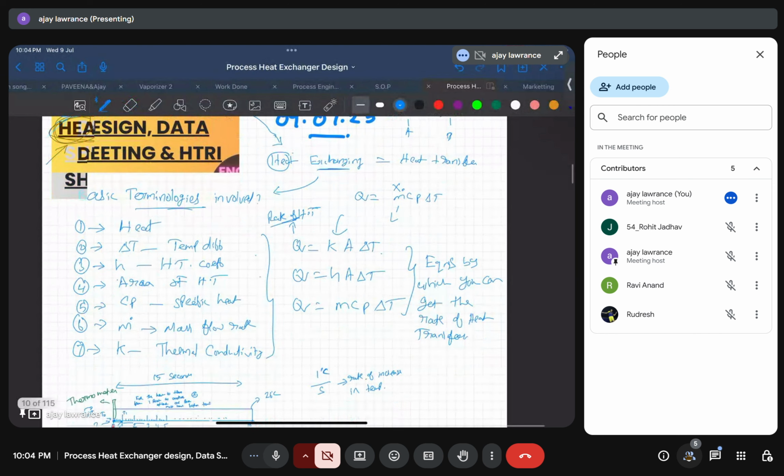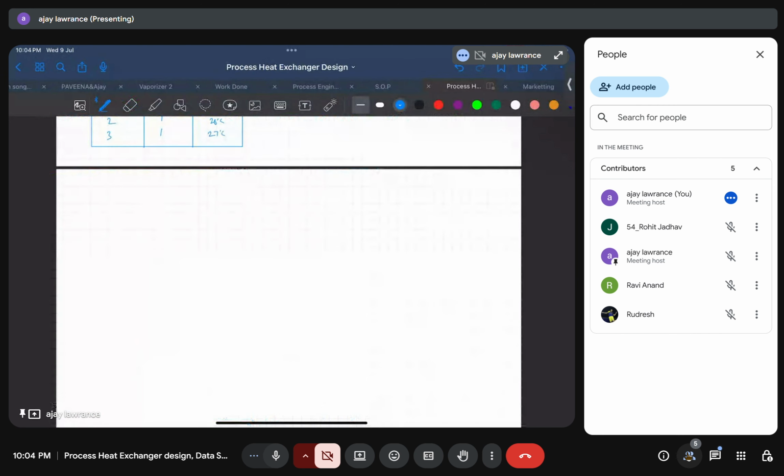Right now, q is the rate of heat transfer, or speed of heat transfer, you can say. I've already told you q is the speed of heat transfer.